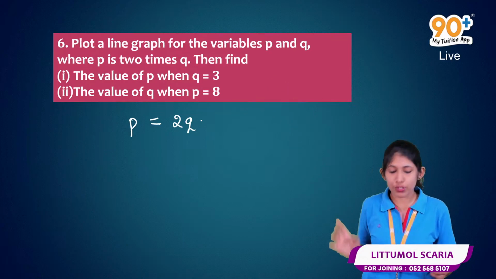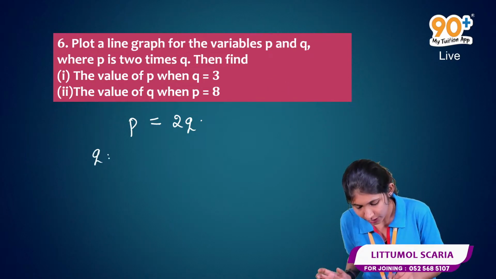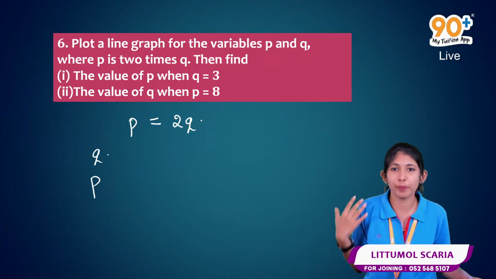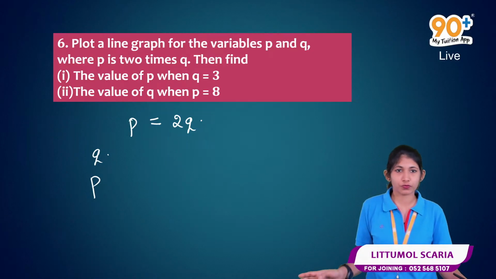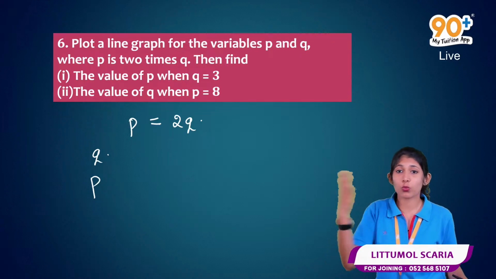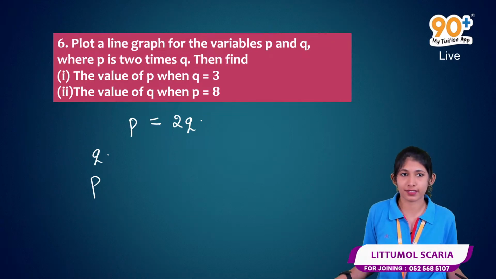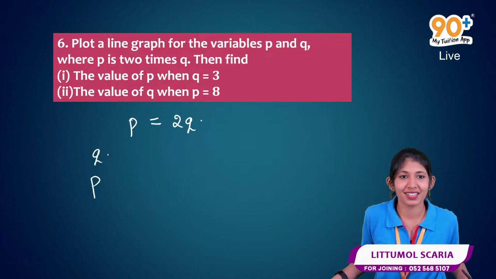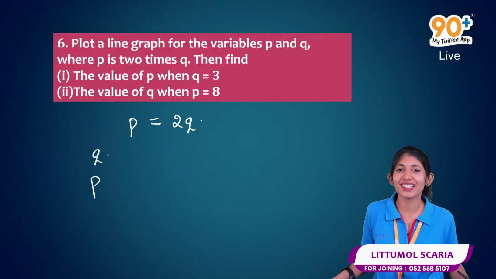Then you are supposed to plot a graph. So is your x-axis p or q? In your x-axis usually you plot P or Q. Ma'am, it's starting like X, Y. So P, Q. So P will be on the X-axis. Is that the case? P with a question mark.